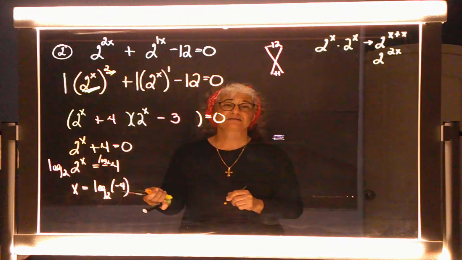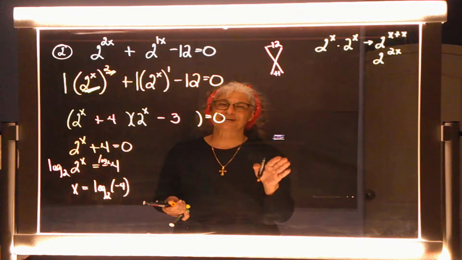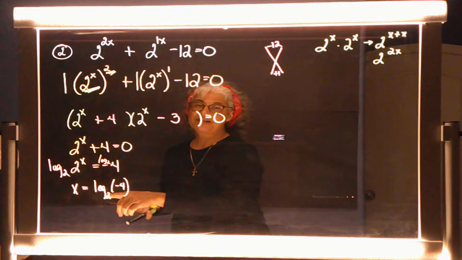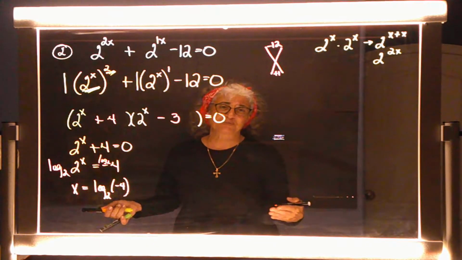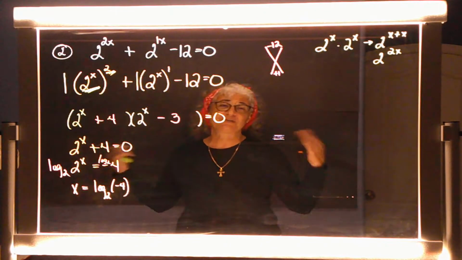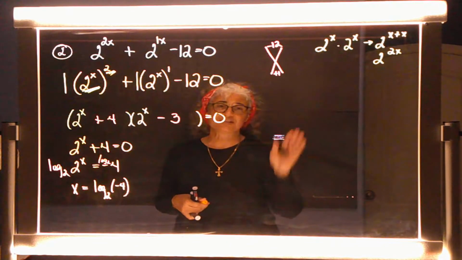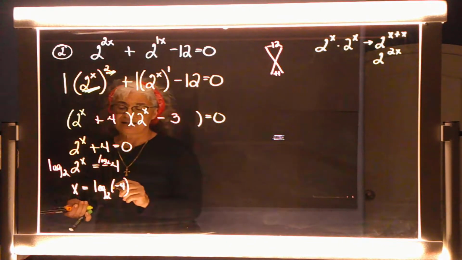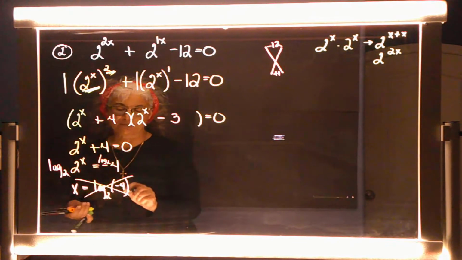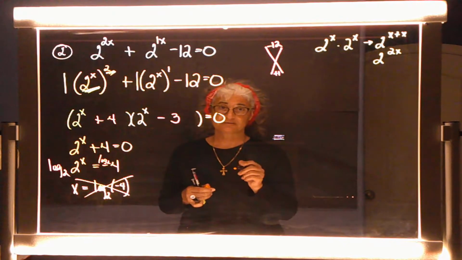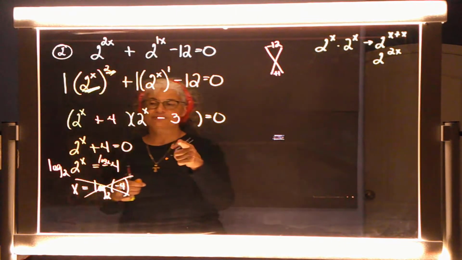What do you think? We did everything correct, didn't we? But can this be an answer? You're right, it cannot, because I can't take the log of a negative number. We spoke about that in previous problems that we solved in the domain of a log. We can't do this. This was one of the answers, but this answer cannot be. Good? Okay, so let's look at the other one.